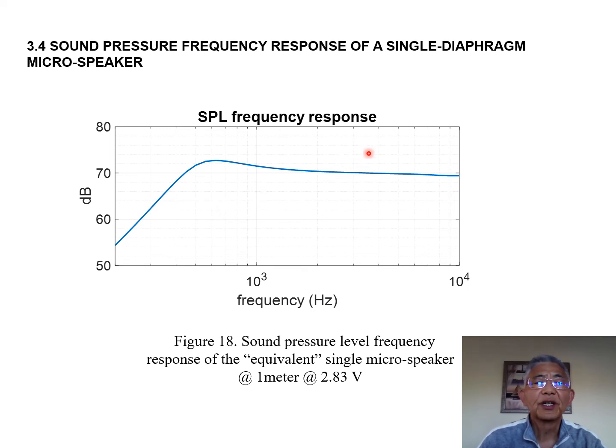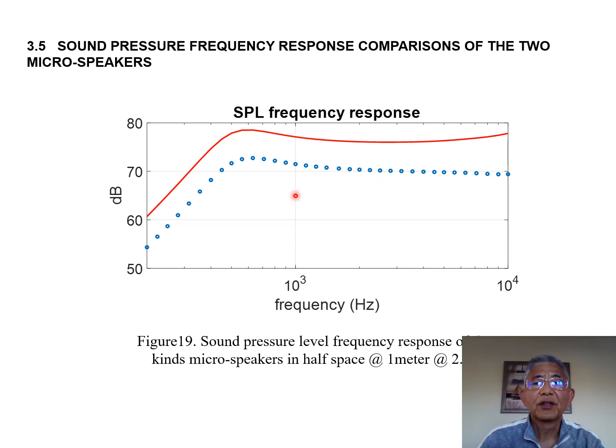So I'm using this curve plot together with the multiple diaphragm micro speaker response curve. I get this comparison curve. This is the single diaphragm micro speaker SPL response in dotted curve. And the red one is the multiple diaphragm micro speaker response curve. There is something like a 6 dB difference.